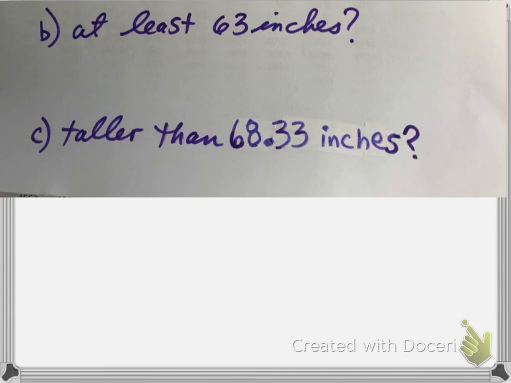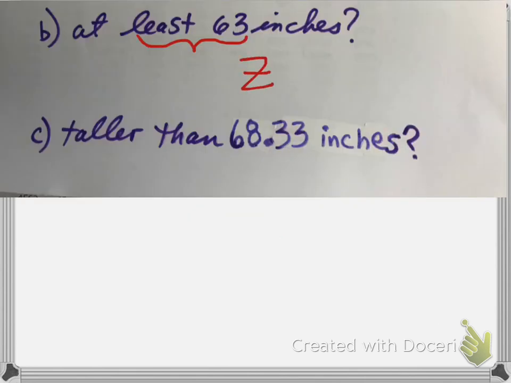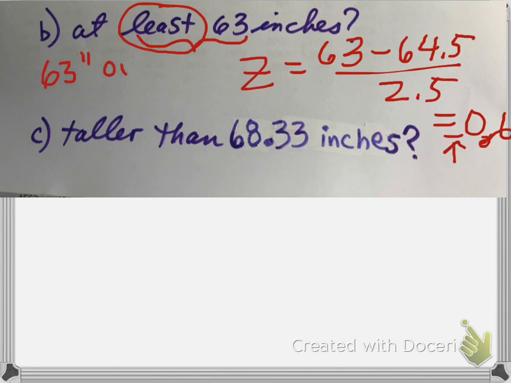what's the probability that a woman is at least 63 inches? So in this case, we're talking about someone that is taller than 63. This one's talking about someone shorter than 63, okay? The good news is that the Z-score is calculated the same exact way, 63 minus 64.5 divided by the standard deviation. It still gives me negative 0.6. That's a negative sign there. Except notice the word is at least, which means 63 inches or more.